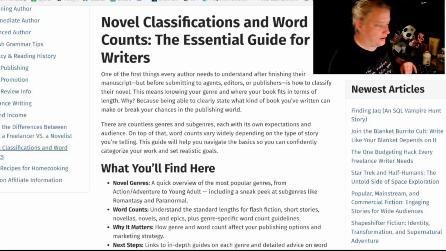So it's just easier to pick your genre at the idea stage than it is after you write the end. But anyway, I think I have rambled on enough. Let's get down to this. Novel classifications and word counts, the essential guide for writers.